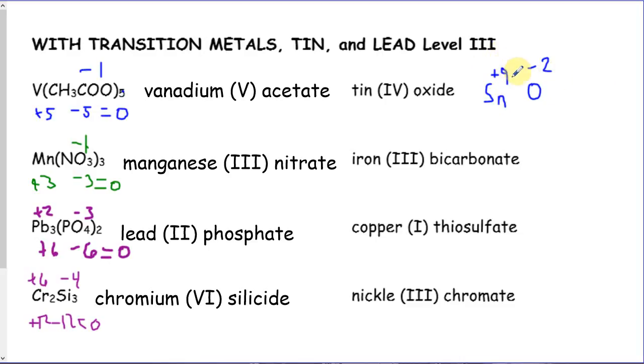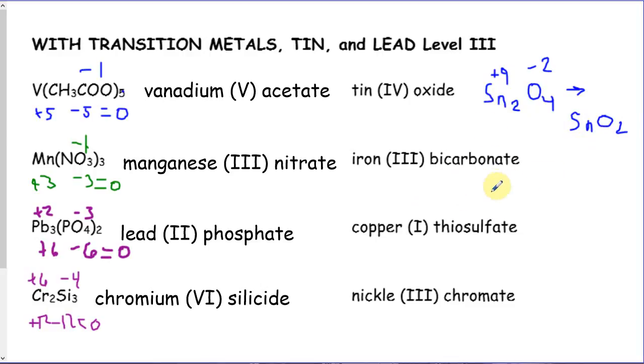I have a +4 and a -2. I crisscross, a 2 and a 4. But a 2 and a 4 are reducible. I'm going to try to write this so it doesn't try to close that gap for me. So I got a 2 and a 4. Those are reducible. So we're going to go ahead and rewrite that as Sn. Divide everything by 2. So 2 divided by 2 is 1. SnO2 is the correct formula for tin 4 oxide.